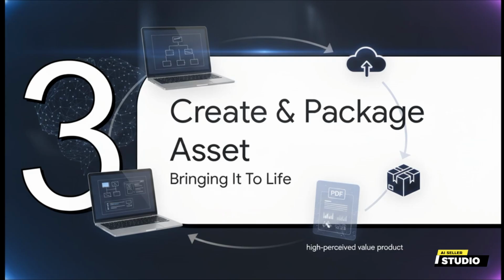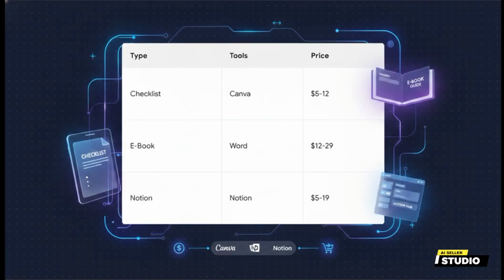Section 3. Create and package your asset, bringing it to life. So how do we bring this to life? You can easily map your chosen product type to the exact tools you need and its ideal price point. A simple checklist built in Canva can easily sell for $5 to $12. A Word ebook can go up to $29, but here's a pro tip to really stand out. You can actually use OpenAI's Codex to generate simple code for an interactive mini app or a unique bonus tool. Packaging that mini app with your PDFs creates a really high-value bundle.